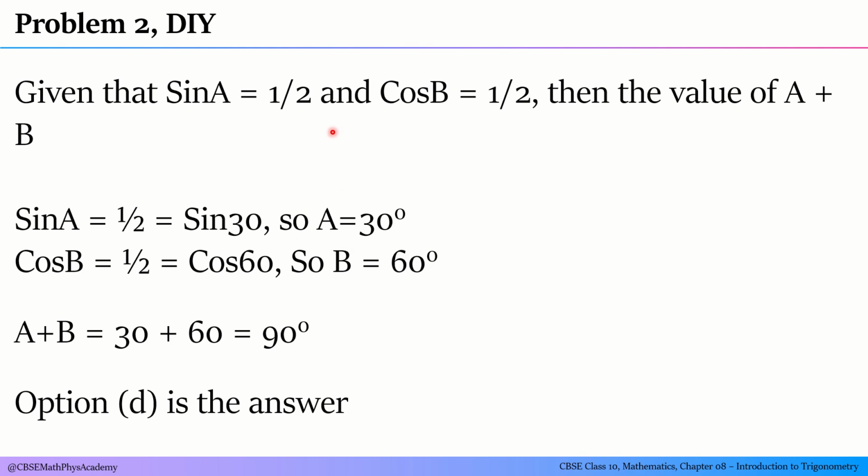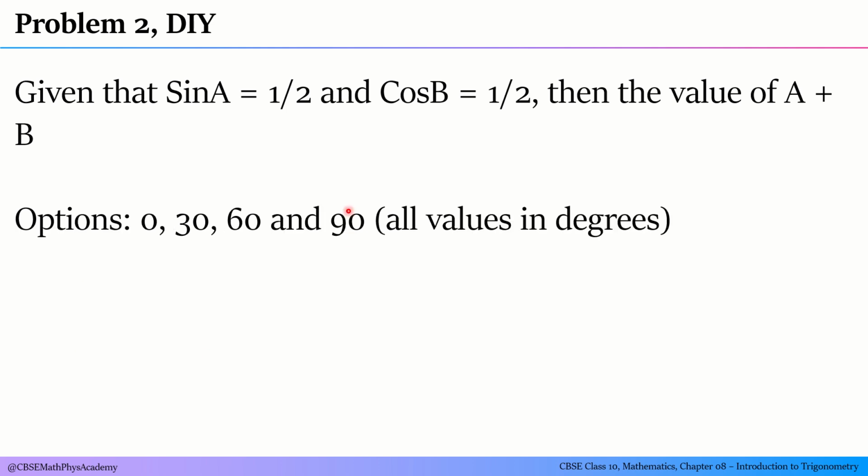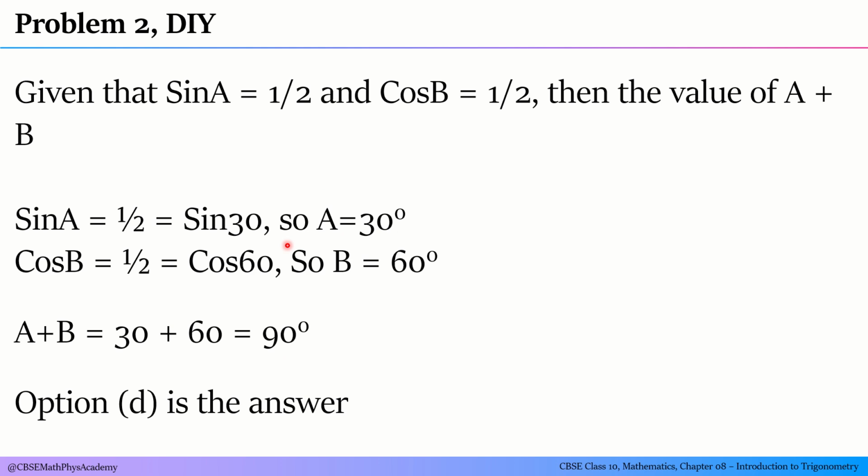As I told in the previous approach, sin A is equal to half when it is sin 30 degrees. So the value of A is 30. And similarly, cos B is equal to half when the angle is 60 degrees. So B is 60. Since you need the value of A plus B, you simply need to add both, which is 30 plus 60 is equal to 90 degrees, which is option D. Option D is the right answer.